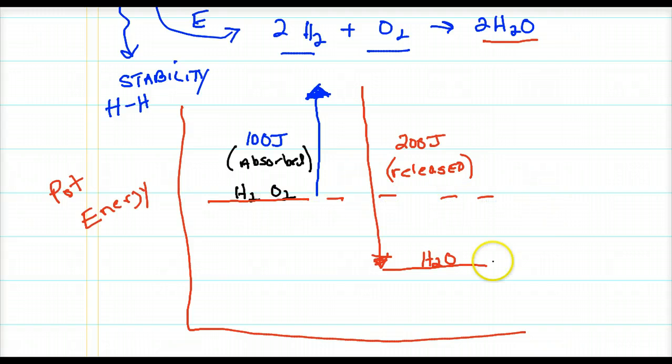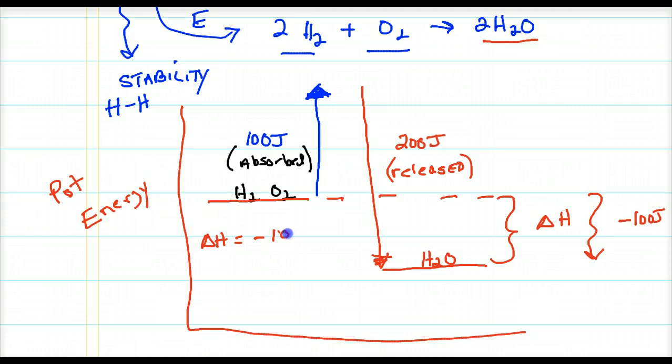The difference of where we start and finish is the change in heat. And notice it went down. It went down by 100, right? Went up 100, went down 200. So the overall net change is negative 100 joules. And we say the delta H of this reaction is negative 100 joules in this case.